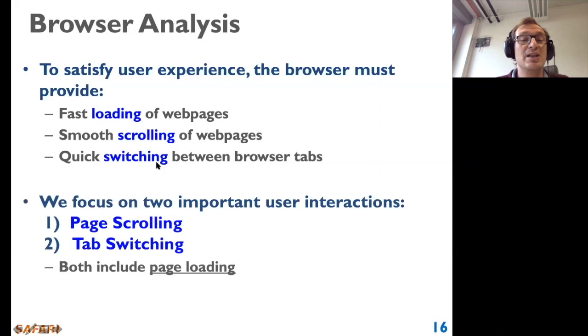I'm not going to talk about page scrolling. You can actually read the paper. It's also important, clearly, whenever you scroll. Actually, whenever I scroll pages, sometimes it's very slow. And usually it's not because of the internet. Well, sometimes it's because of the internet, but sometimes it's because of the responsiveness that I get from my system, because it's very memory bound. And both of these actually include page loading, page scrolling and tab switching.